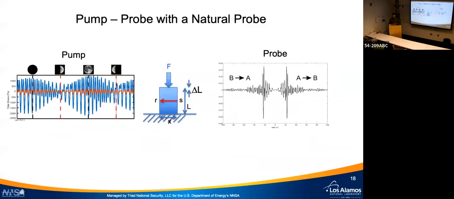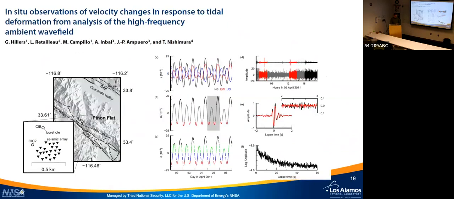Okay, I'm going to talk about another example now. This one is using the solid earth tides as the pump. What I'm showing you here is there's a shear and a normal component to the solid earth tides. The blue is the normal part, the red is the shear part. And then using a natural probe in this case. So I'll show you what this looks like.